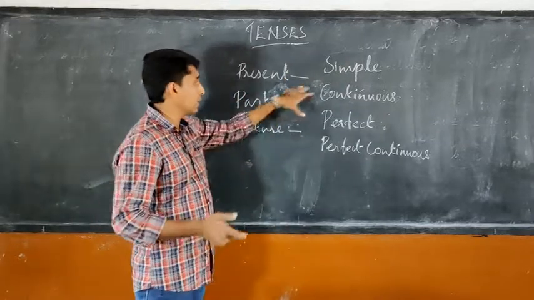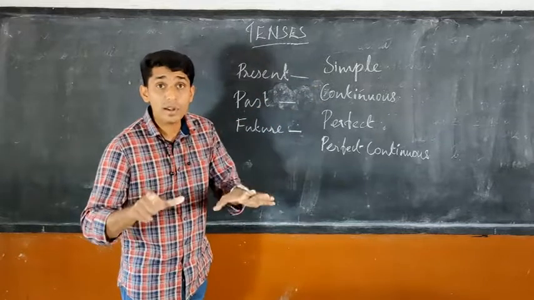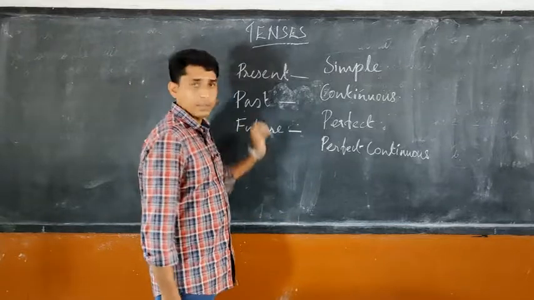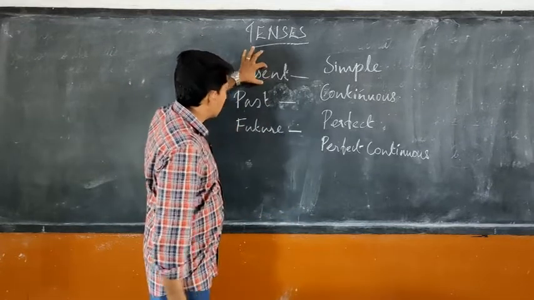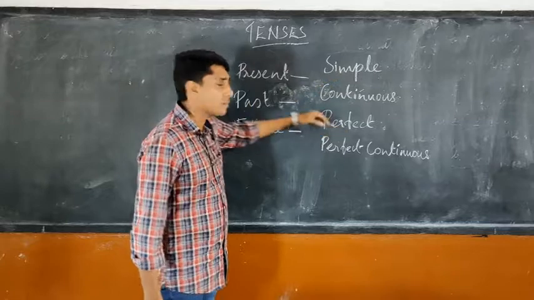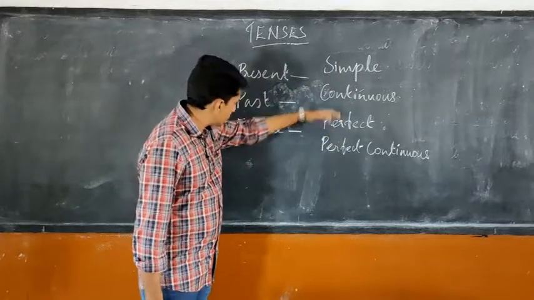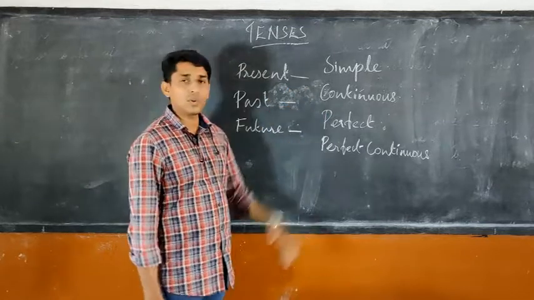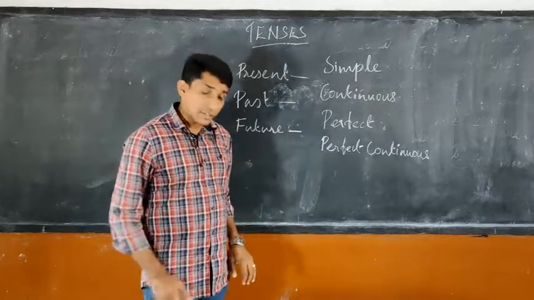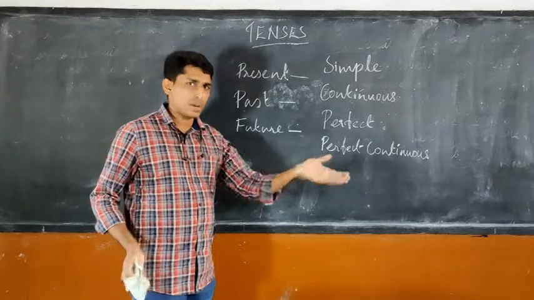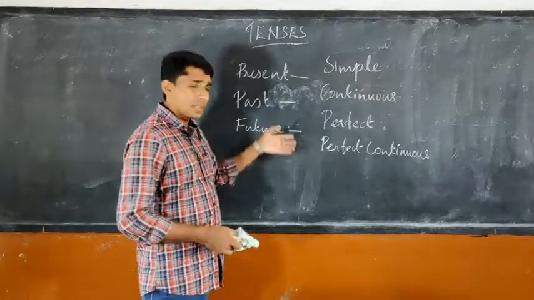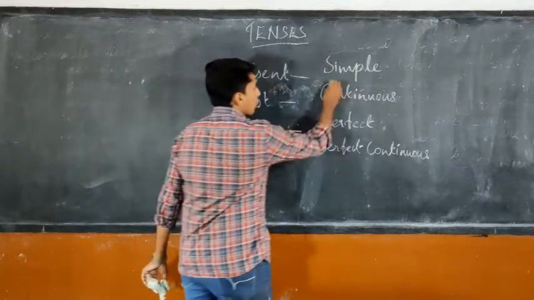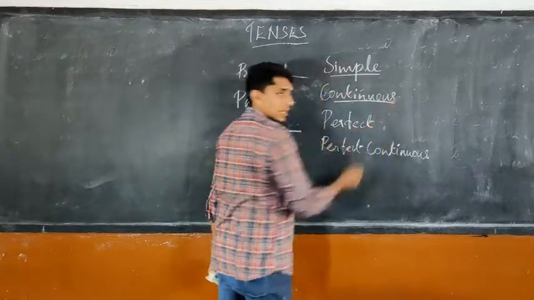All together, 3 into 4, there are 12 subcategories of tenses. Okay, there are 12 categories. That means there are these four forms in present, also in past, and also in future. So 3 into 4, okay, 12. And today, we have to learn all the things. And in this chapter, we will see two forms, that is simple and continuous.